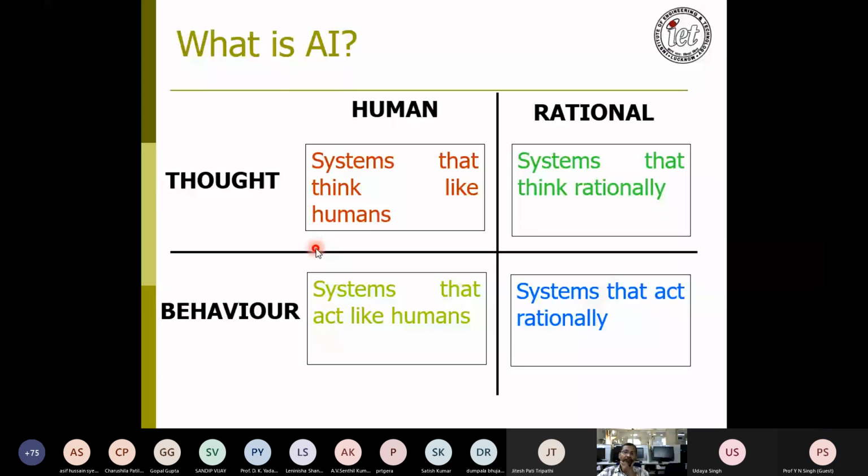Okay. Once we talk about behavior, it certainly means how a person can react or act with the environment, or the domain where it is expected. Okay, so systems that act like humans. Systems are nothing but machines. Our interest is to design or develop machines that act like human beings. Another part is systems that act rationally. Again, a decision making process is involved there, that is right or wrong, or yes or no.